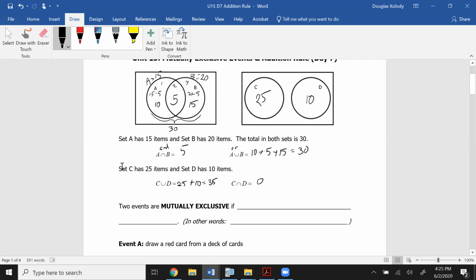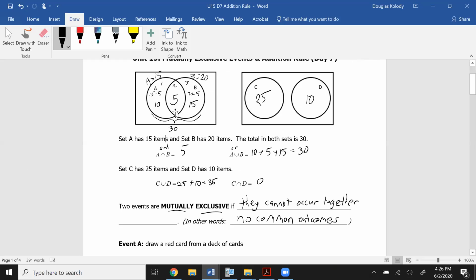Circles C and D represent mutually exclusive events. Two events are mutually exclusive if they cannot occur together. In other words, they have no common outcomes, nothing in common.